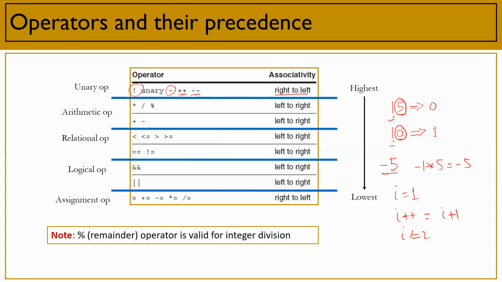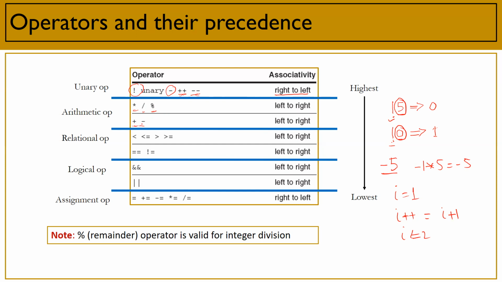Then we have arithmetic operators. Arithmetic operators are binary operators. They will take two data and then apply the operator to them. Here, the examples of arithmetic operators are multiplication, division, and then the remainder operator. I will talk about that in a few minutes. Then we have plus, and then we have minus.